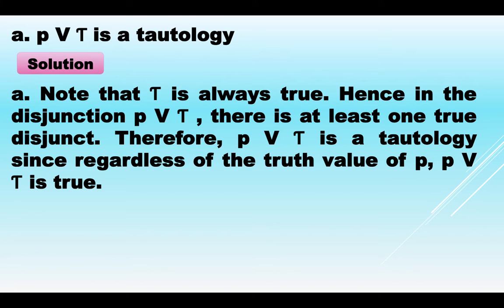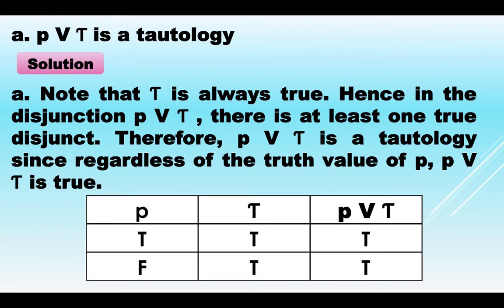So hence it is a disjunction, P ∨ T, or P disjunct T. There is at least one true disjunct, therefore P ∨ T is a tautology, since regardless of the truth values of P, P ∨ T is true. Let's see an example. So P is T, F, and T is T, T. So ginawa na lang natin silang 2 instead of 4.